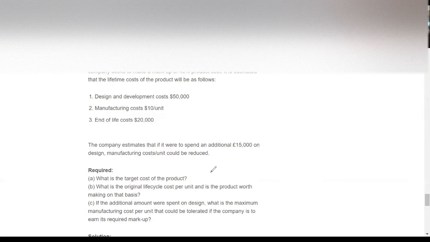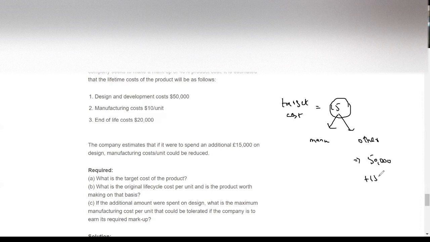So now, because we are actually going to identify the maximum manufacturing cost, remember that the target cost is $15, correct? This target cost of $15 should be covering the manufacturing cost and the other costs, which include design and development and end of life. So out of 15, let's see how much of it could be attributed to other than manufacturing, and the remaining would be attributed to manufacturing. Other than manufacturing cost, currently the design and development cost is 15,000, which is expected to increase by 15,000. And we already have an end of life cost of 20,000, which is further added here. So that would give rise to a total cost of 85,000.